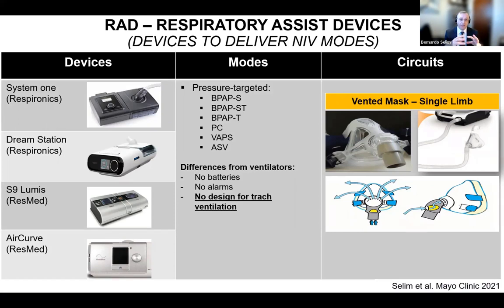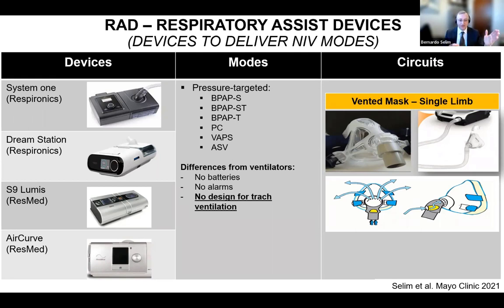The RAT is a construct, a word that has been created for billing purposes, and refers to all these devices that do not have batteries, do not have alarms, and are not designed to treat patients with life-threatening situations. These are devices that we use most of the time with different types of modes. This includes pressure modes like BiPAP S, ST, the BiPAP T, pressure control, VAPS and ASV. So as you can see, as the technology advances, all these boxes contain most of the modes that you need, but they do not contain batteries and they do not contain alarms. And this is what makes them different from ventilators.